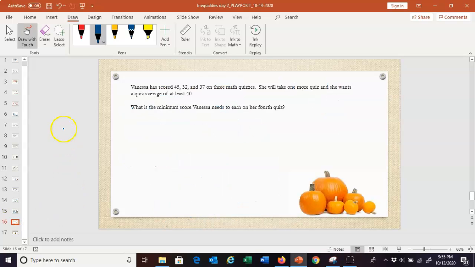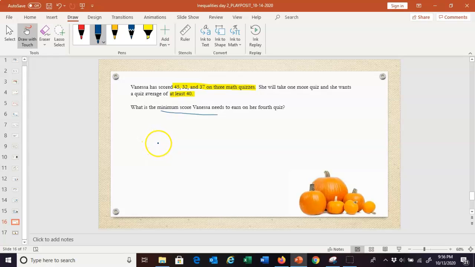All right, here's our last one. Vanessa has scored these scores on 3 math quizzes. Oh, I've actually legit used this formula, so this is real. She will take one more quiz, and she wants a quiz average of at least 40. So we're not talking about percent here because 40% would not be great at all. Her teacher must use points. So she wants to get at least an average of 40 on her quizzes. What is the minimum score Vanessa needs to earn on her 4th quiz in order to do that?